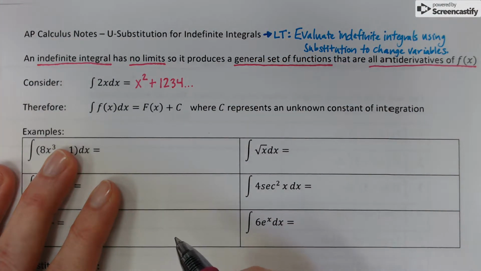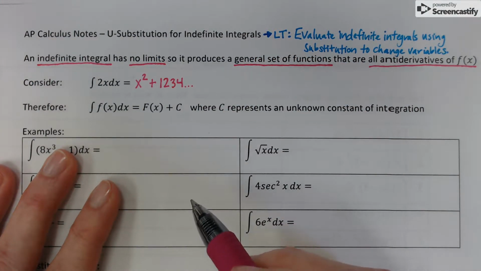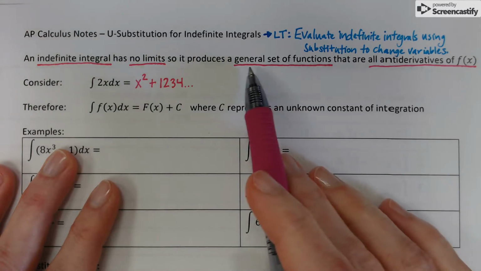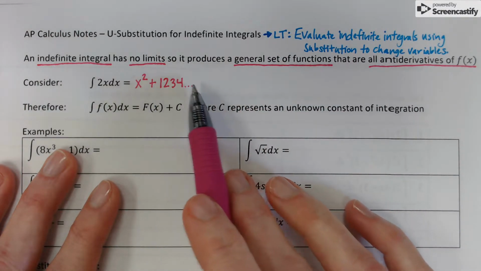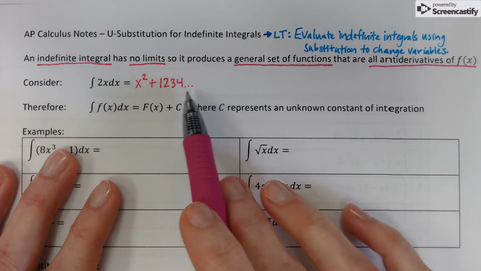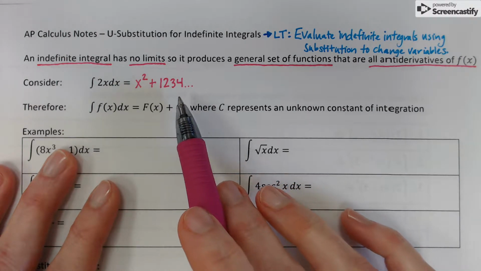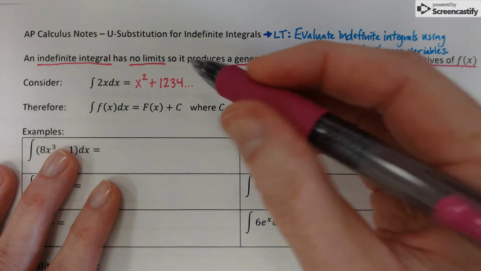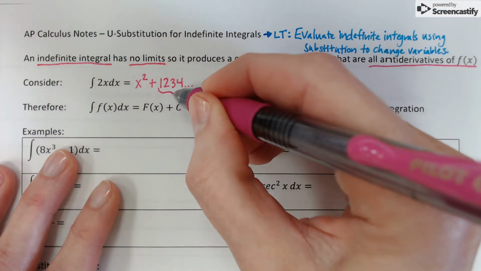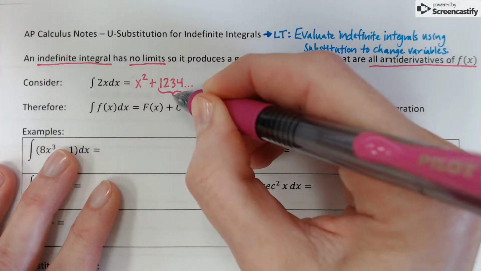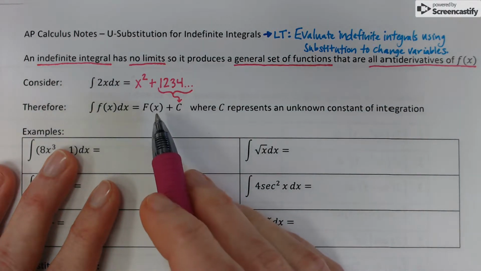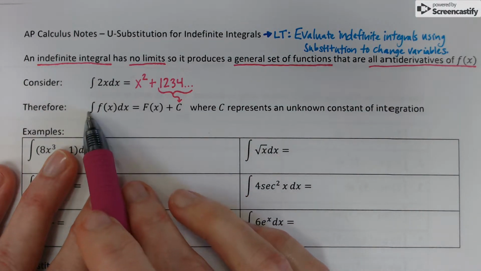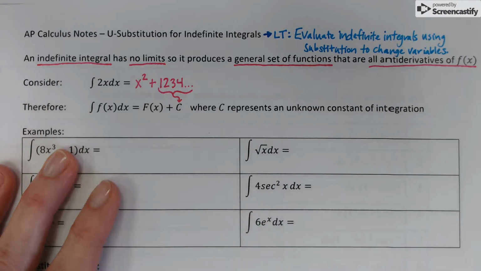So hopefully you can see that there would be an infinite number of antiderivatives of 2x, and that's why we say it produces a general set of functions. So we can't just say there's an infinite number of constants here. Mathematicians had to come up with a way to acknowledge and also quantify that unknown constant. So they came up with the capital C that we add to the antiderivative every time we take an antiderivative of an indefinite integral.